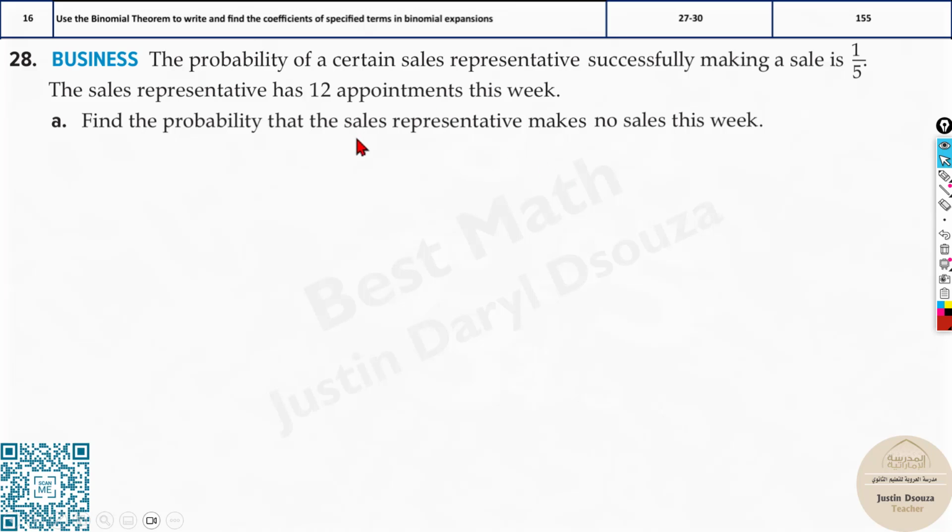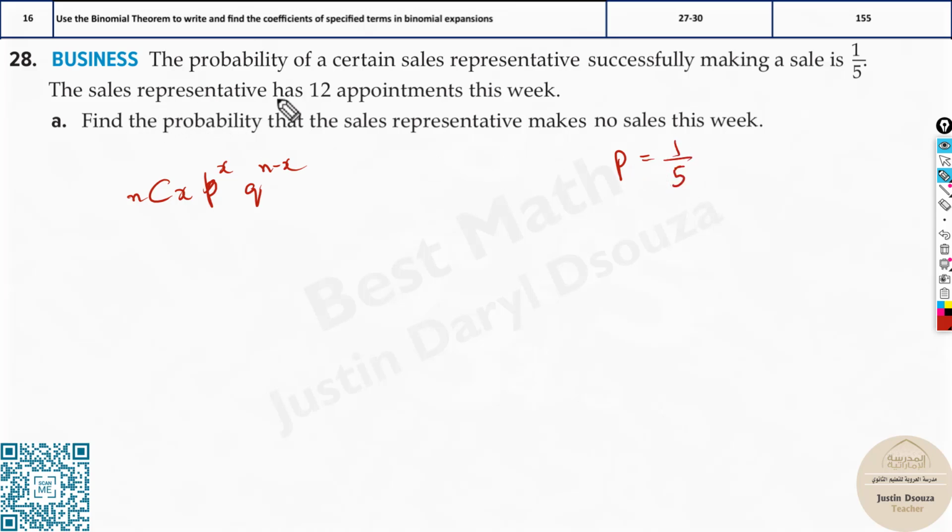But all the other problems are of probability. For such problems, you have to use the formula. No need of expansion or anything. Just this formula: nCx, P to the power X, this is considered the success, and the failure would be Q to the power N minus X. So this is the formula. Now the probability of a certain sales representative successfully making a sale is 1/5. So let us make P, the probability of making a sale, as 1/5.